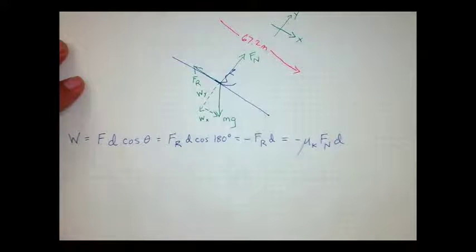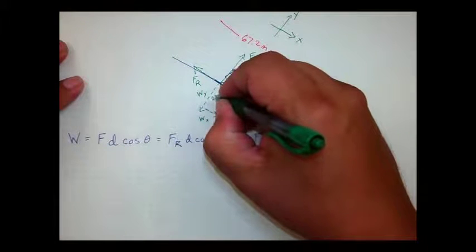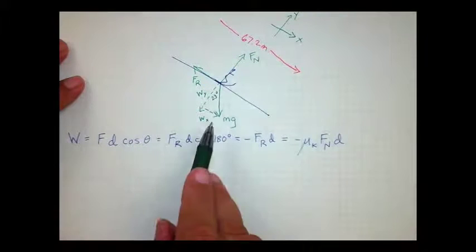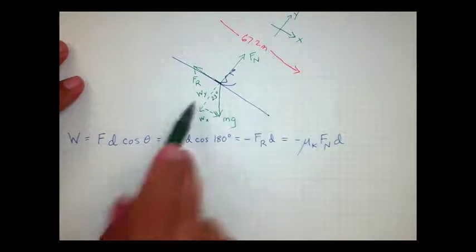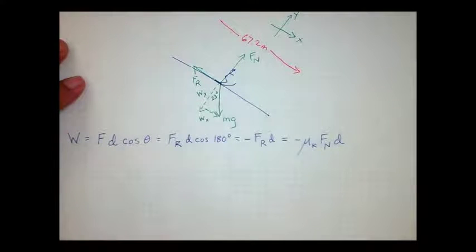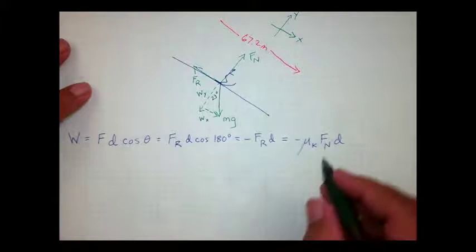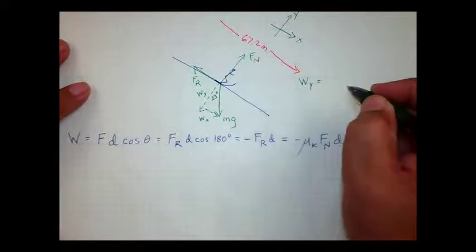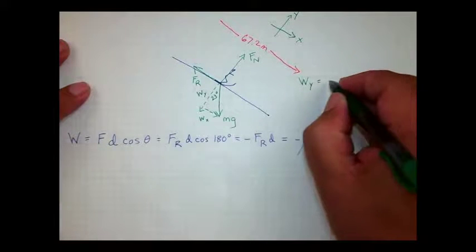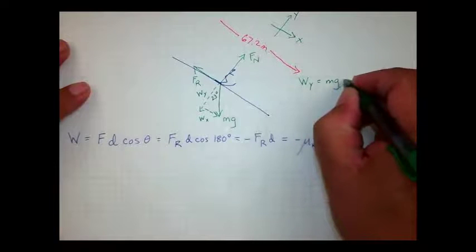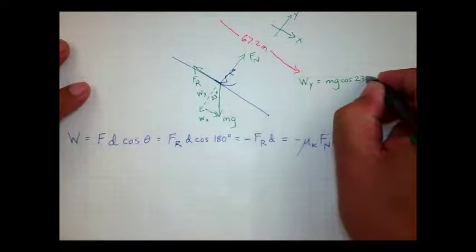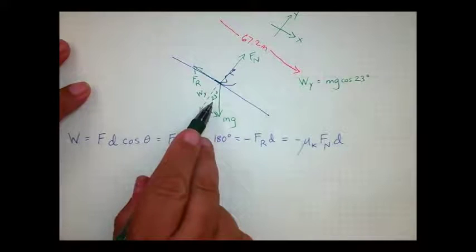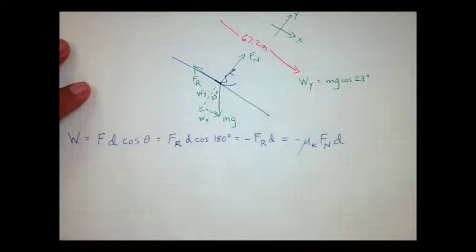Also remember, in our previous investigation, that we can consider this angle right here, the angle between the weight force and its y component, to be equal to the angle of the slope itself. So we can write out a formula for this y component of the weight force as mg cosine 23, since this y component is adjacent to the 23-degree angle.